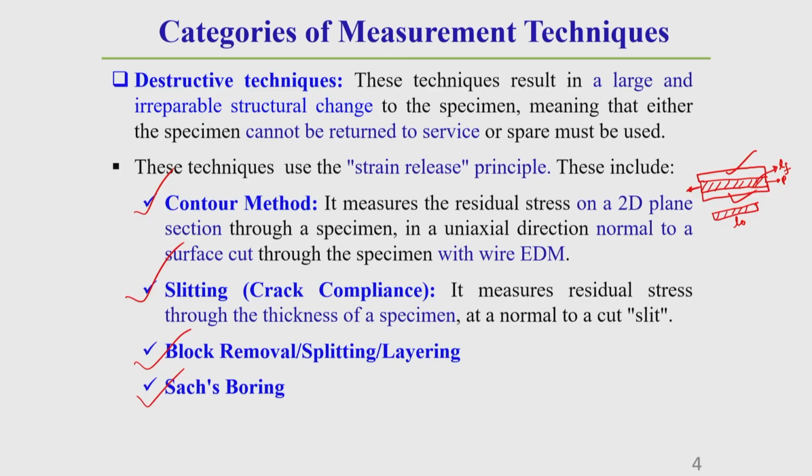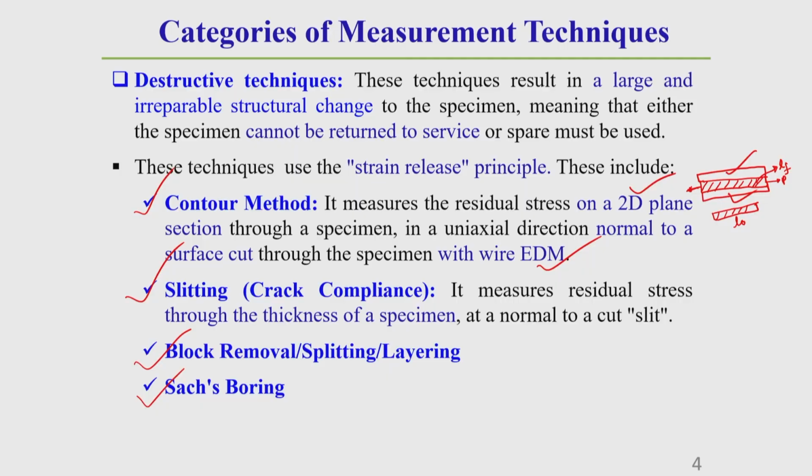Like the contour method, it is generally used for residual stress on a 2D plane. This 2D plane we generally cut by using some wire EDM technique. Due to this cutting of a specimen, whatever stress is released, by this we can measure the strain. So, once we multiply the strain with the elastic modulus, we can get the stress, that is very well known to you.